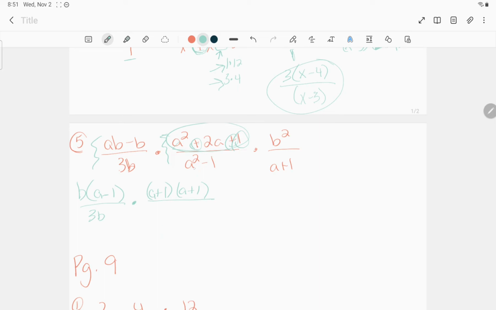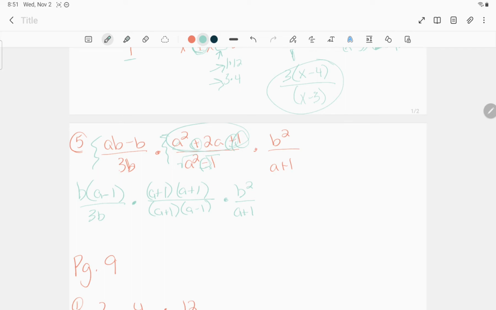All right, and then on the bottom, notice that you could take the square root of that, and you could take the square root of that, and it's separated by a negative sign. So therefore, that is a difference of 2 binomials. So a plus 1 and a minus 1. And then multiplied by b squared over a plus 1.